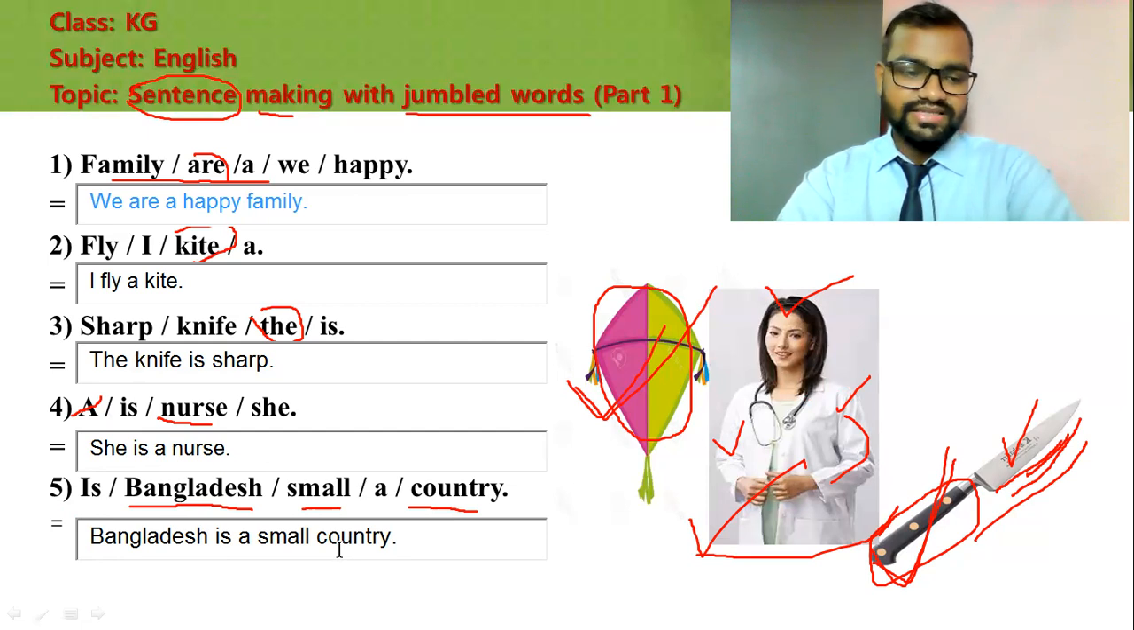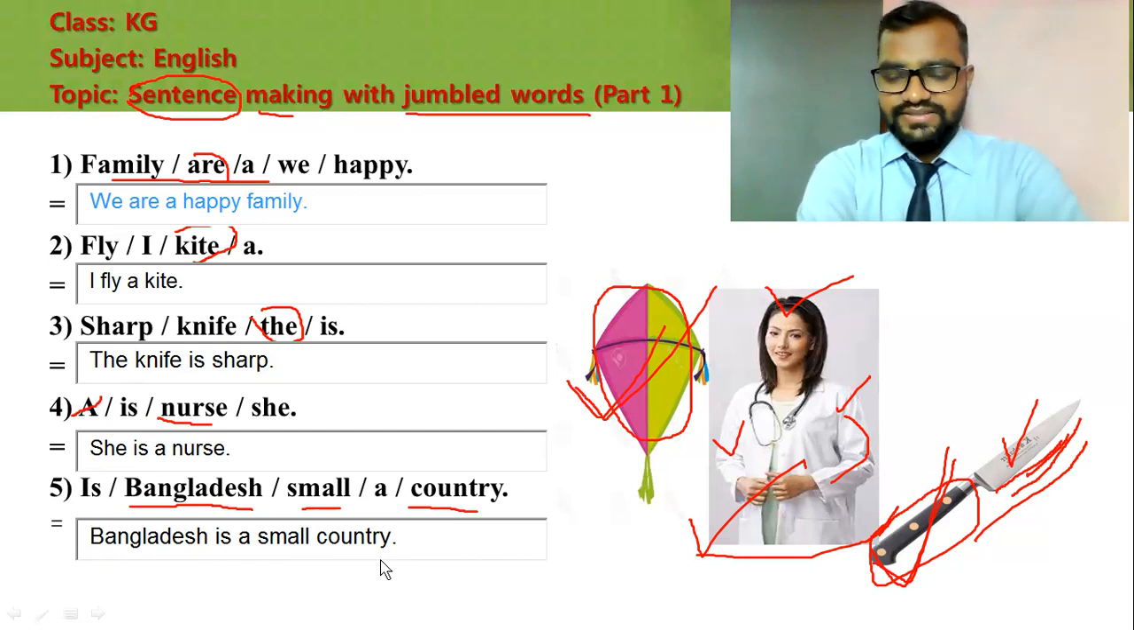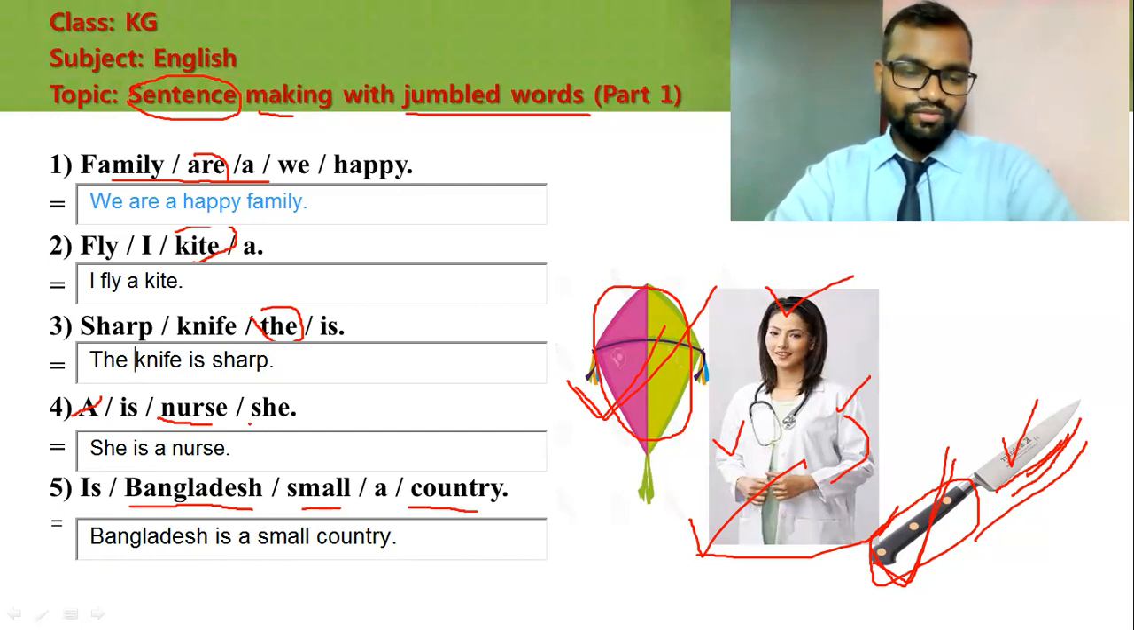And number 5, Bangladesh is a small country. Repeat after me, please. Bangladesh is a small country. Bangladesh is a small country. Very good. Small country. Nice. Very good. All right. So this is how you practice it, right?